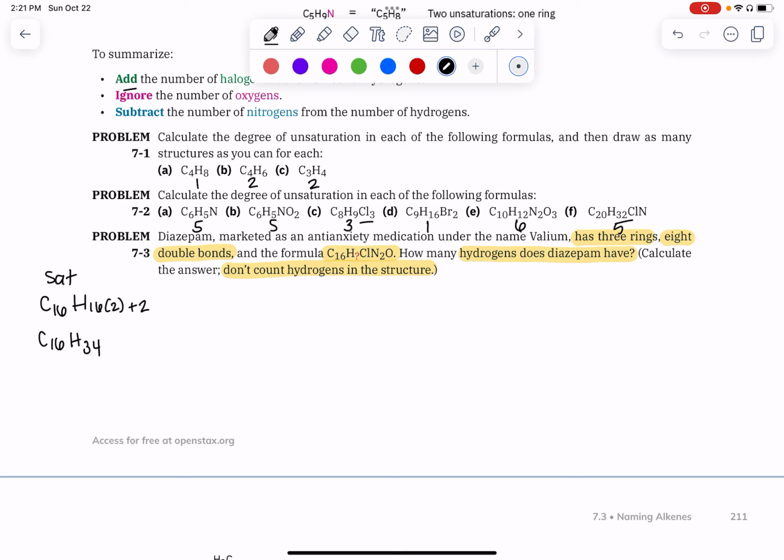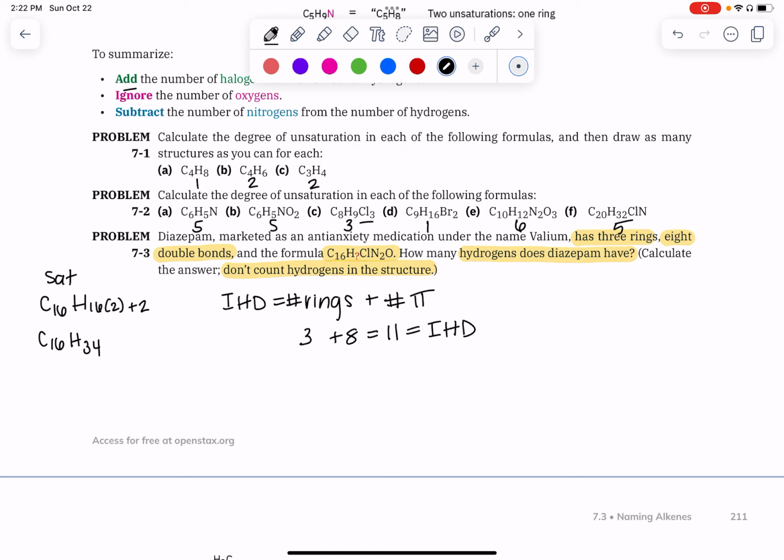But we also know that IHD is calculated by number of rings plus number of pi bonds. So we can say we have 3 rings and we have 8 pi bonds, which gives us 11. And that's our IHD.